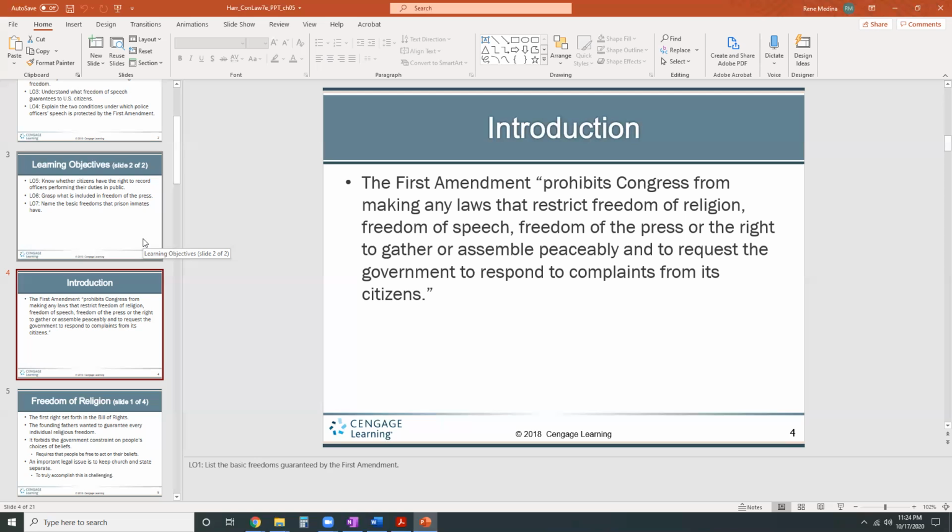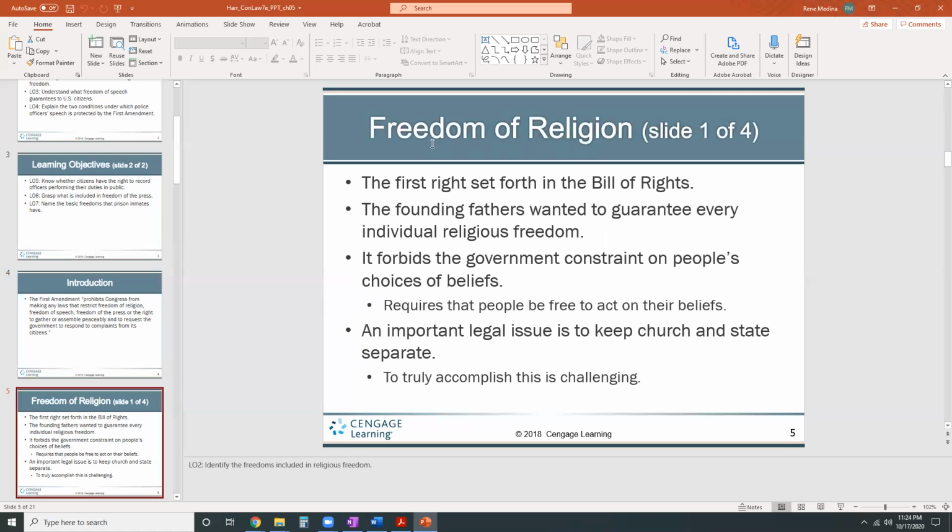Combined, these six rights form the First Amendment. Okay, so let's continue. The textbook wants to discuss these freedom of religion rights first. And again, I told you I don't like labeling freedom of religion. You're never going to hear me use the phrase freedom of religion. I don't like that term because in reality, there are two different rights.